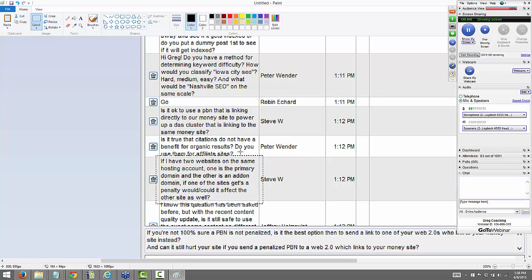Right, if I have two websites on the same hosting account, one is the primary domain, the other is an add-on domain, if one of the sites gets a penalty, could it affect the other site as well? No. Well, I shouldn't say no, but I'm sure there are hosts out there that are set up weird. In almost all cases, no, because usually on a shared hosting account, there are hundreds or thousands of other sites on that same server. So, almost always that answer is no.